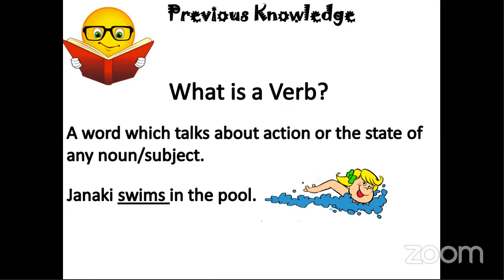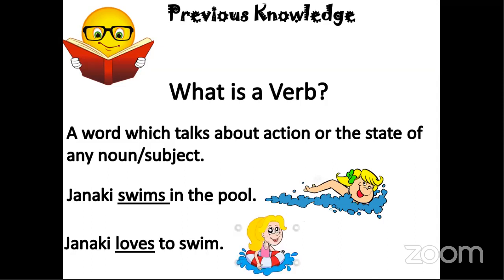Now, let us look at these examples. Janaki swims in the pool. What is the action word over here? Swims. Yes, swims is the verb because that is the action done by the subject. Now, if you look at the definition, I have also added talks about action or the state of any noun or subject. Now, what is the state of a subject?